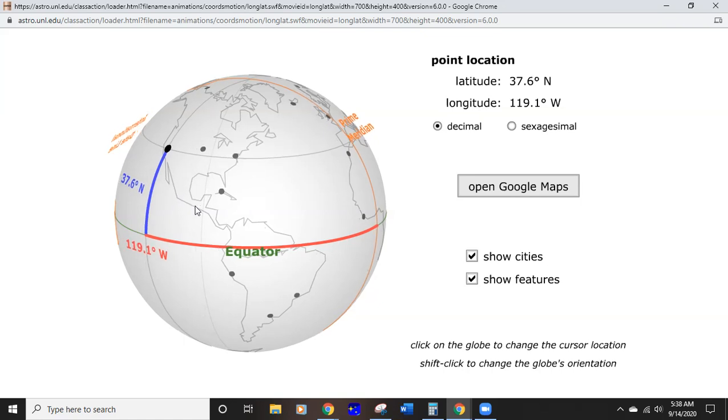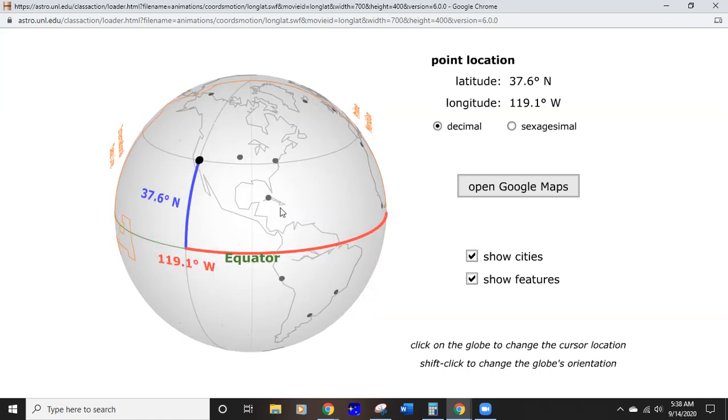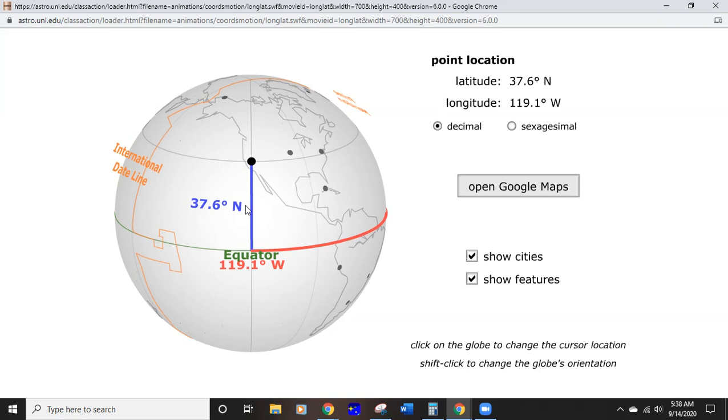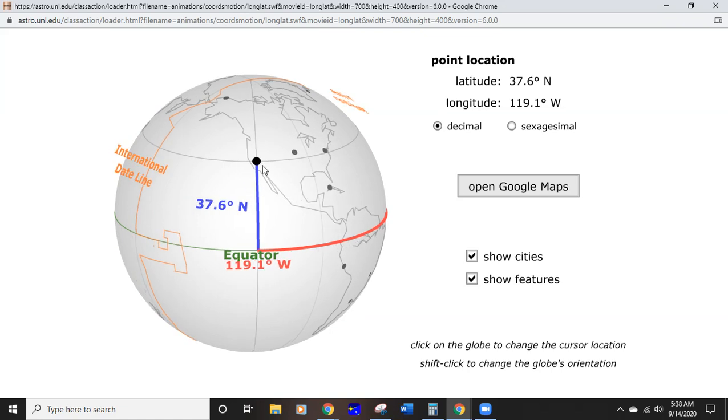Let's rotate this around and get Carson City in here. There we go. So we are 119 degrees west, and we're 39 degrees north. Okay, we're off a little bit. So Carson City is 119 degrees west of the prime meridian, and we are 39.3 degrees north of the equator. It's important that we know the coordinates of Carson City.